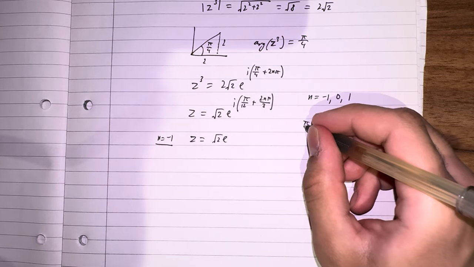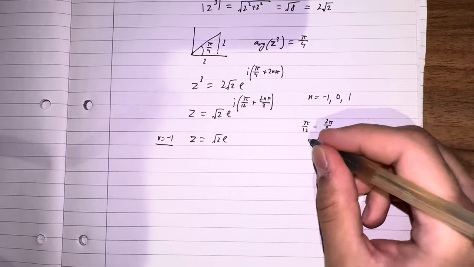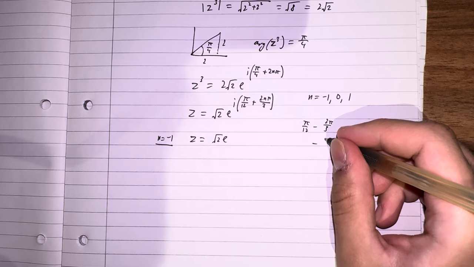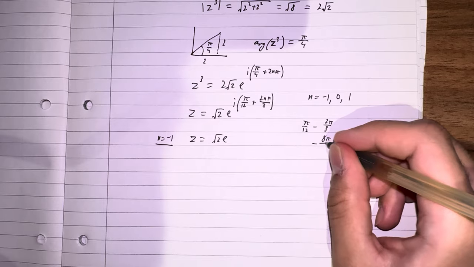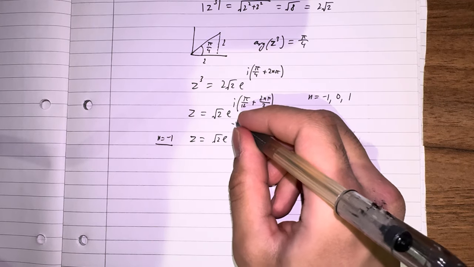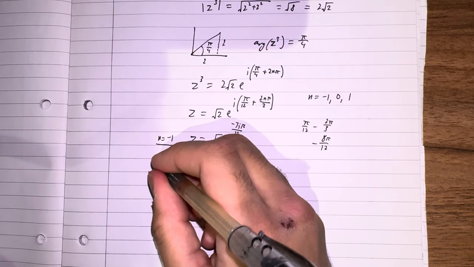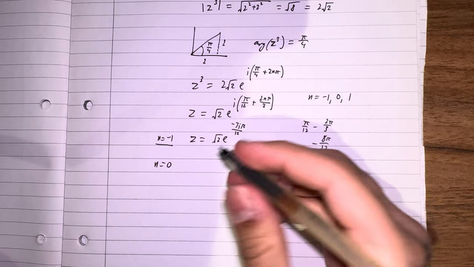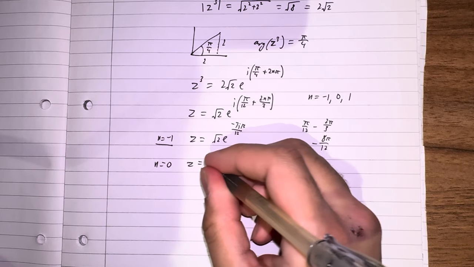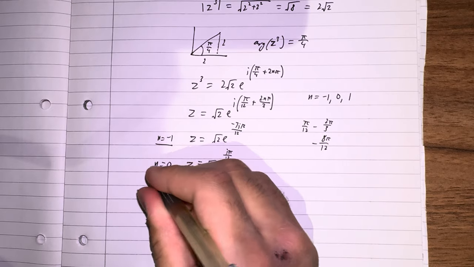So let's quickly calculate pi over 12 minus 2 pi over 3. That's equal to minus 8 pi over 12, so that's going to be equal to minus 7i pi over 12. So minus 7i pi over 12. For n equals 0, this becomes 0, so we just get root 2. So z equals root 2 e to the i pi over 12.